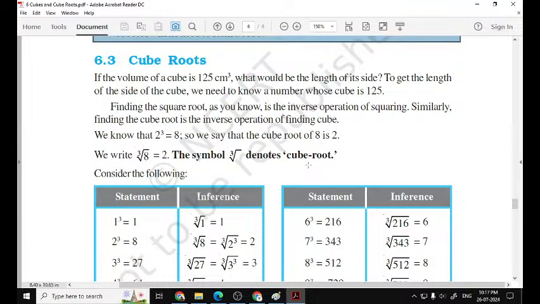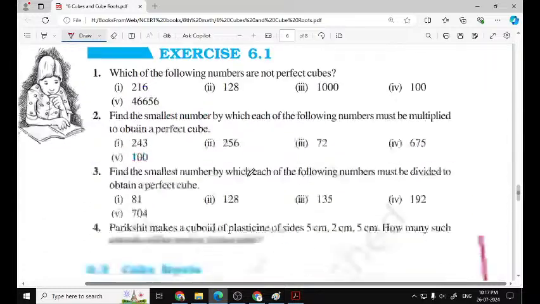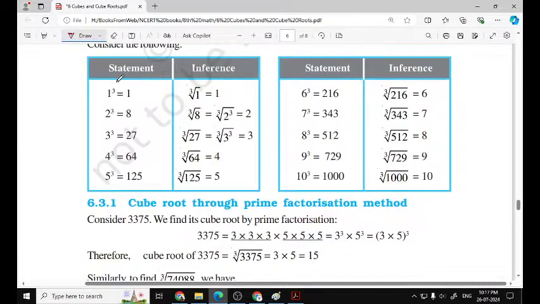Cube roots. If volume of cube is 125 centimeter cube, what would be the length of its side? Now 125 is cube of 5, so cube root of 125 is 5. 1 cube is 1, so cube root of 1 is 1. 2 cube is 8, so cube root of 8 is 2. Similarly, 3 cube is 27, cube root of 27 is 3. 4 cube is 64, so cube root of 64 is 4.